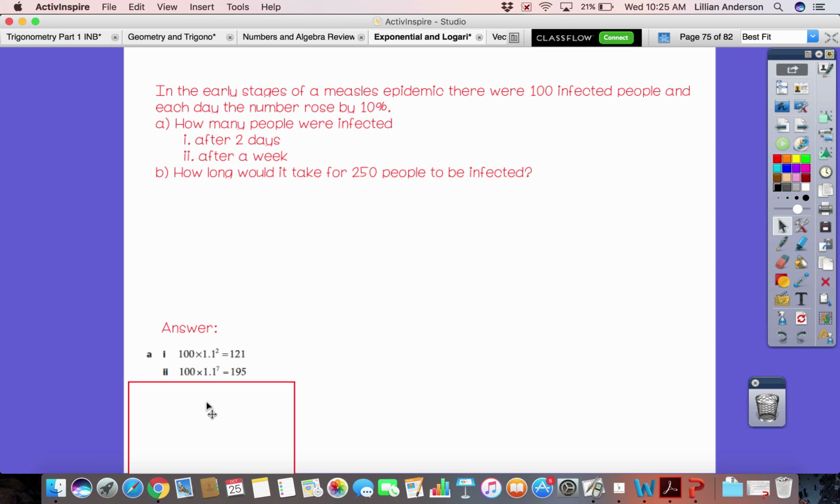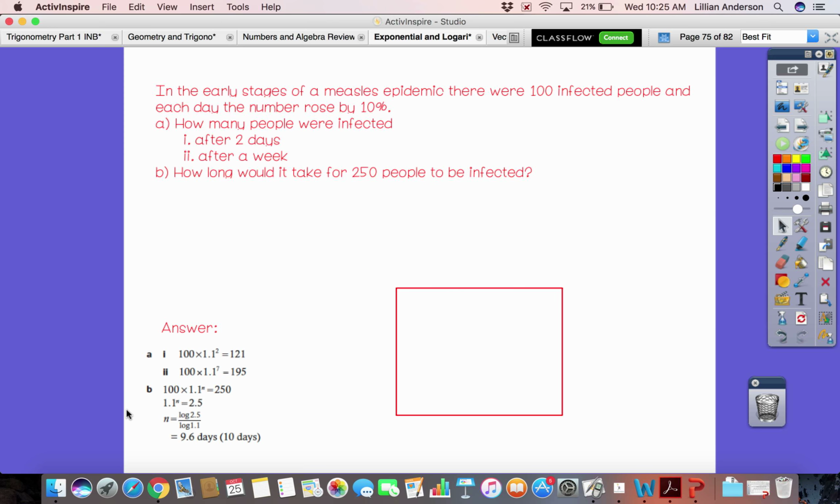And this is how long would it take for 250 people to be infected? Well, that means we would have set our equation equal to 250, as you can see there. And then again, it is solved algebraically. Divide both sides by 100, take the log of both sides and then divide. And so you have about 9.6 days, or 10 days would have been acceptable as well.